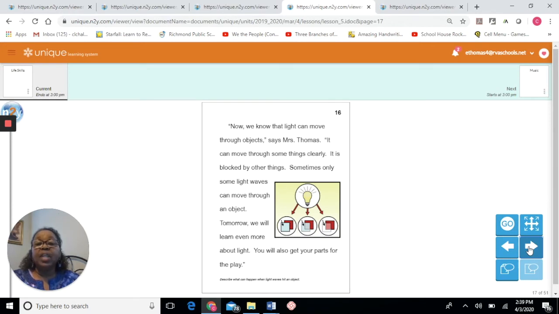"Now, we know that light can move through objects," says Mrs. Thomas. "It can move through some things clearly. It is blocked by other things. Sometimes only some light waves can move through an object. Tomorrow we will learn more about light. You will also get your parts for the play."